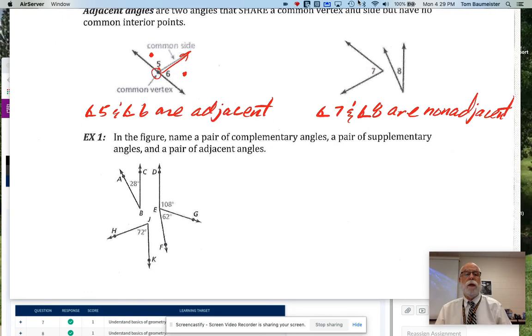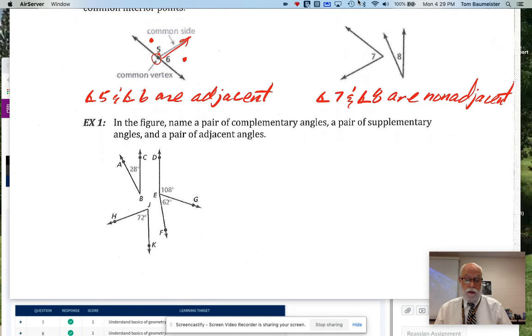Okay, so example 1. In the figure, name a pair of complementary angles and a pair of supplementary angles. Here I'm going to give you a hint on how to remember which one is 90 and which one is 180 degrees. Complementary angles start with the letter C, right? Supplementary angles, well, that starts with the letter S.